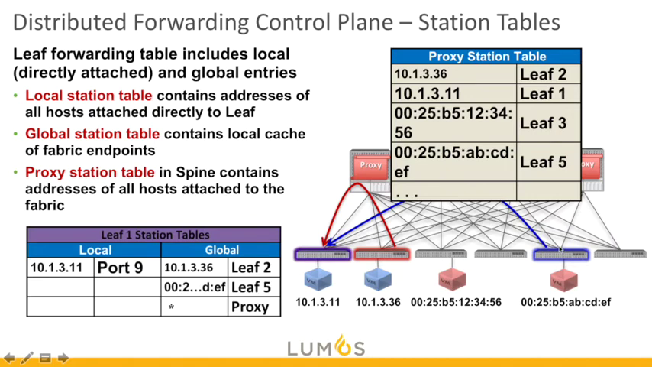If the VM here sends a frame to 10.1.3.11, sends it to this leaf, then we'll install the MAC address in the local station table. So anything destined to this MAC address, we just forward on to leaf 5. The packet gets to leaf 5, then leaf 5 will have the local station table, so it'll know what port to forward it out of.